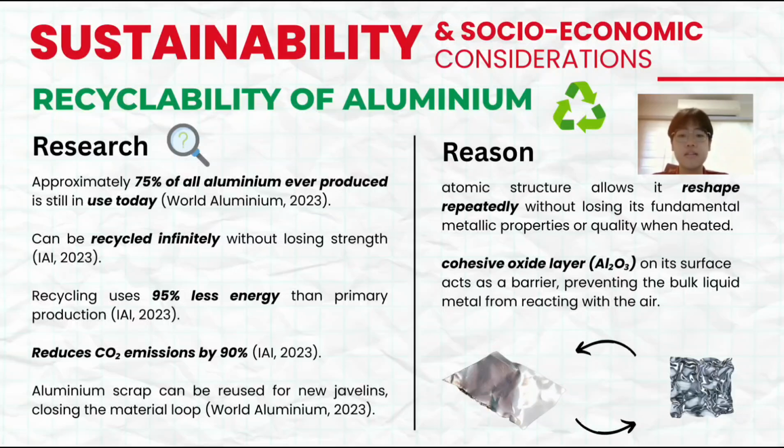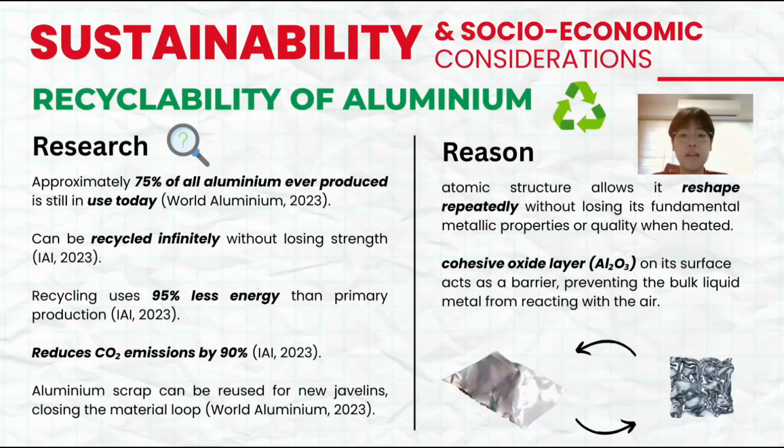Another key point is energy use. Recycling aluminium requires up to 95% less energy compared to producing new aluminium from raw materials. This energy saving directly reduces environmental pressure. Studies also show that aluminium recycling can reduce carbon dioxide emissions by up to 90%. So by reusing aluminium scraps from old javelins, we reduce waste, lower carbon dioxide emissions, and keep valuable materials in the loop. This supports a circular economy where resources are reused instead of being discarded.